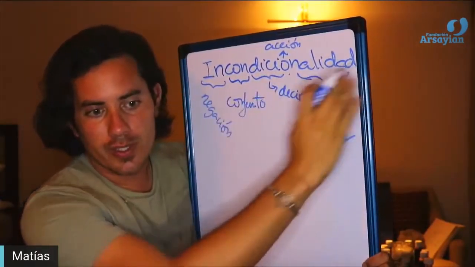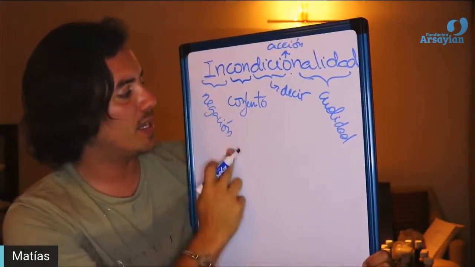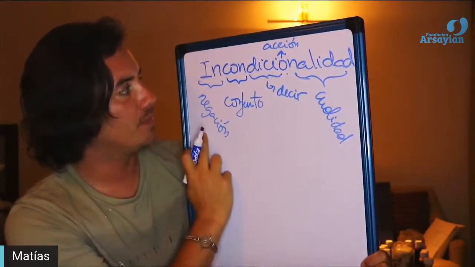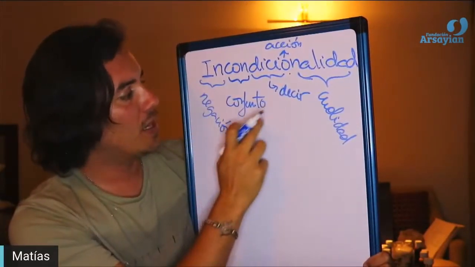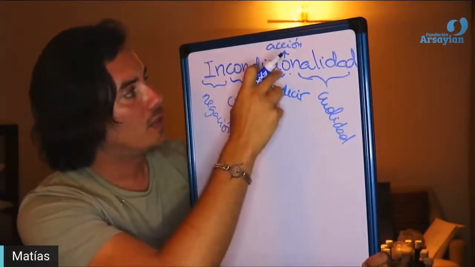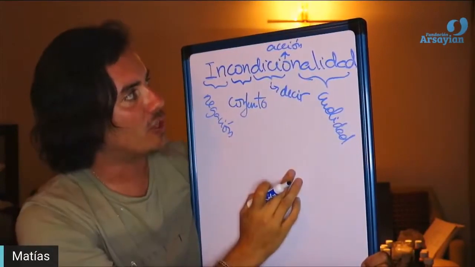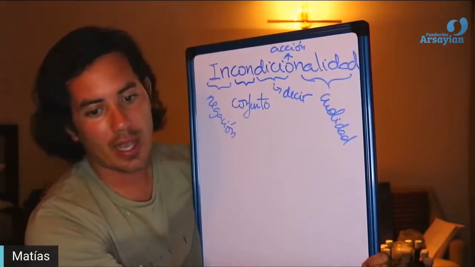So what is unconditionality? In means negation, denying. Con means together, a group of things. Dicto means to say. Tio, action. And ality means equality.